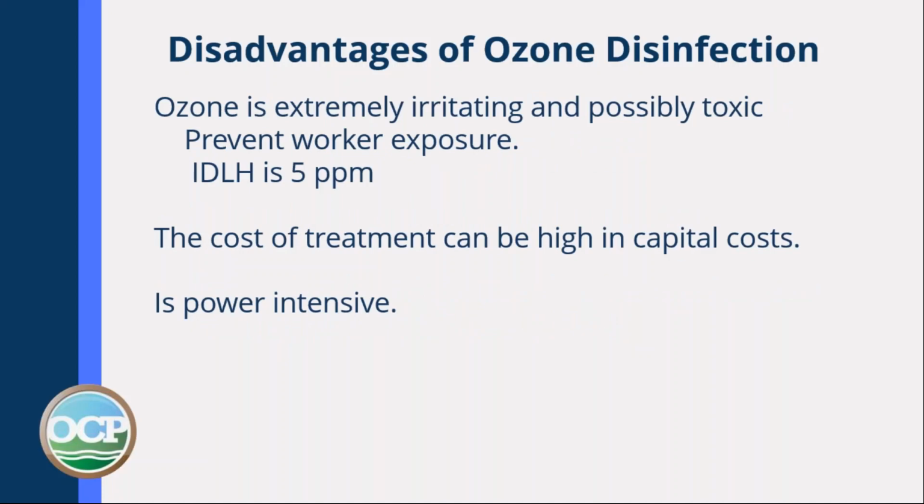Ozone is extremely irritating and possibly toxic, so you have to prevent worker exposure. The IDLH for ozone is 5 parts per million. The cost of treatment is high in capital costs to build the system you need, and it takes a lot of electricity to generate your ozone.